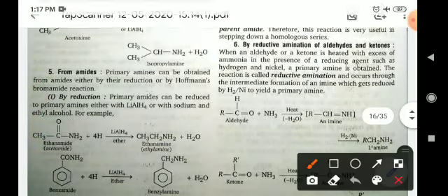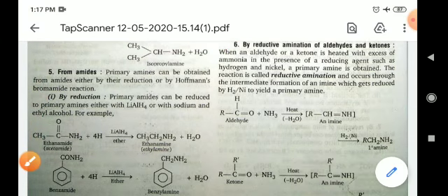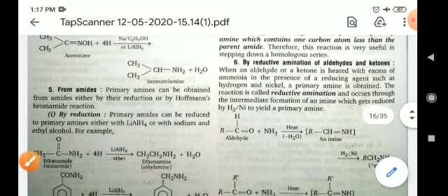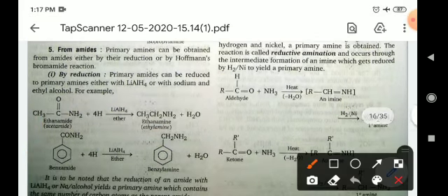Next, by reduction of aldehydes and ketones with ammonia. The aldehyde reacts in the presence of ammonia to form an imine, and after reduction this will give a primary amine.